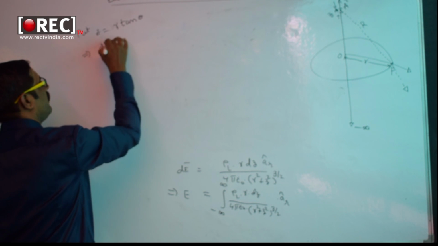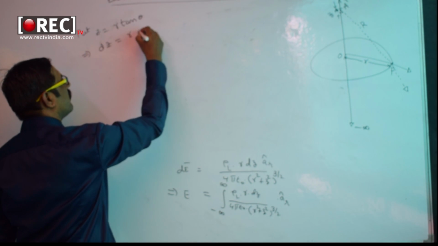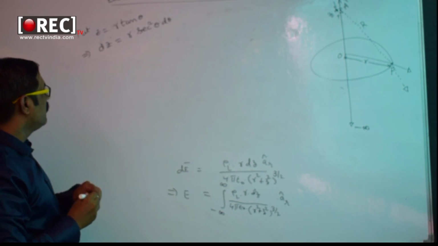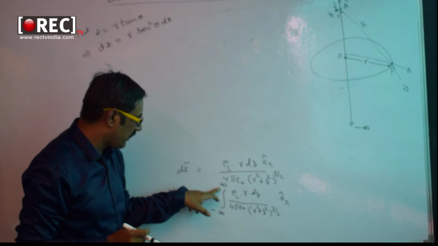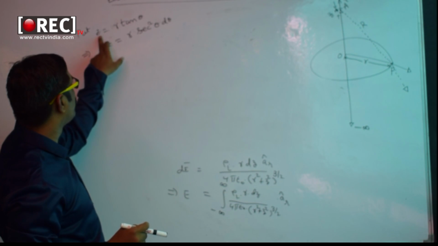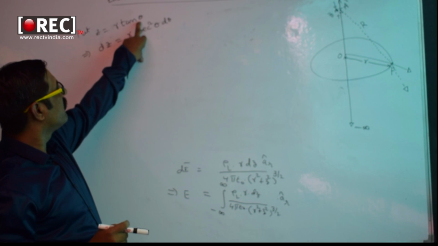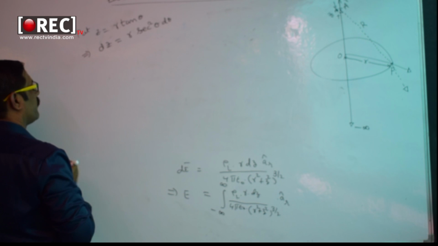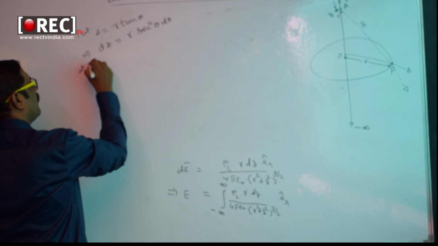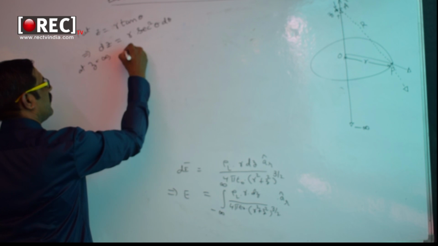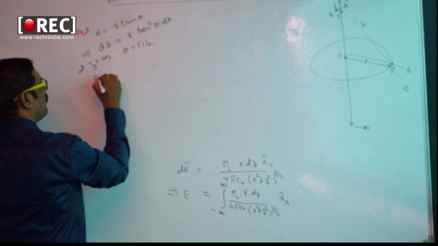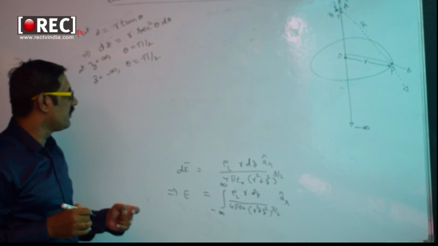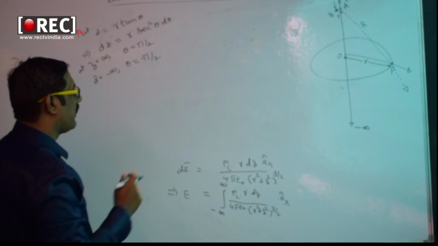From this, dz would be R secant square theta d theta. When z takes a value of plus infinity, if I substitute z with infinity, theta takes a value of tan inverse infinity, which is pi by 2, and of course we will write that also. At z equals infinity, theta equals pi by 2, and at z equals minus infinity, theta equals minus pi by 2. Now let us substitute these limits of theta and evaluate E bar.